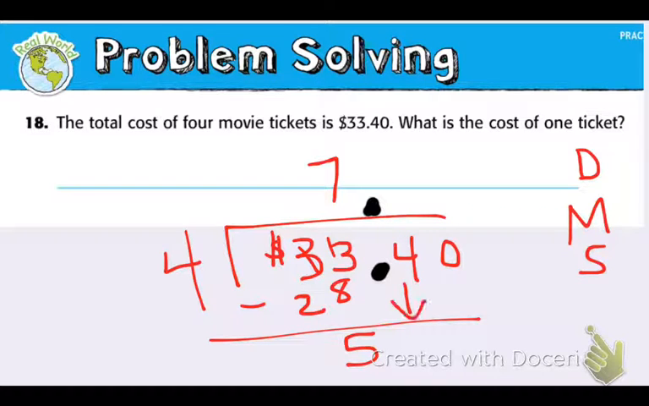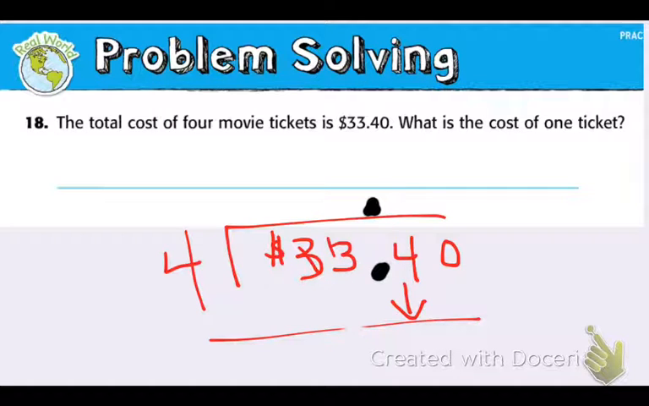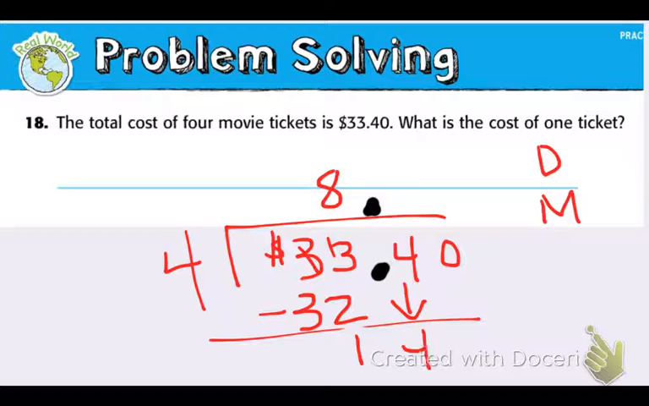Bring down. Oh, if I have a 5 left over, what does that mean, Bobcats? That means we better try one more. I can make another group of 4 here. So again, when you subtract, if you get an answer that's bigger than your divisor, you've got to go one more time. What is 8 times 4? Well, that's 32. I can subtract. 1 works because it's not bigger than 4. And if I bring down the 4, I have 14.